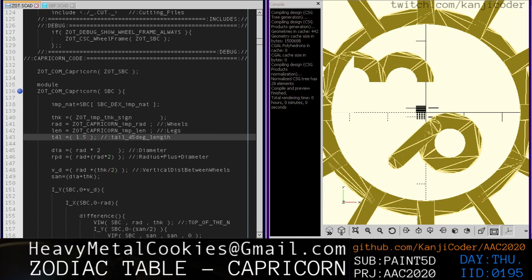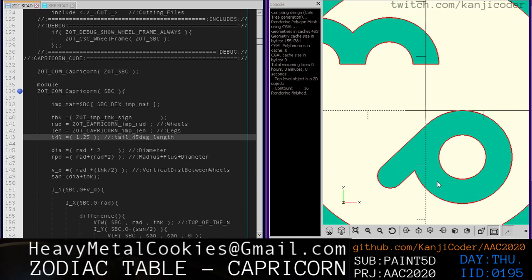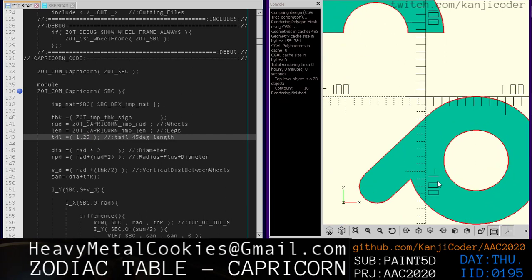F4. That's still arguably a little bit big. So maybe like 1.25. Okay, that's pretty good. And now I see this kind of goes down. If it could be the correct length to just do a tangent, that would actually be kind of nice.